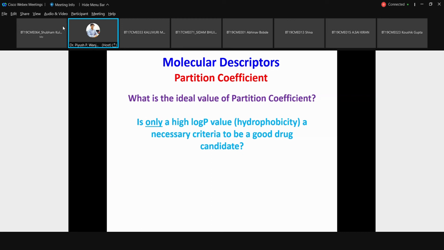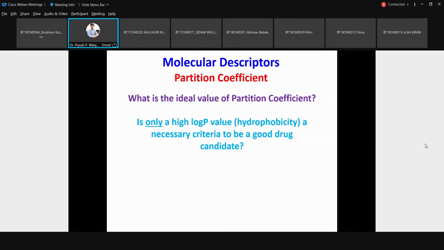I said you need to have the knowledge of molecular descriptors, because whatever models you are going to create, the quality of your model is going to be dependent on these descriptors. So we had talked about some of the molecular descriptors. One of them was the partition coefficient.